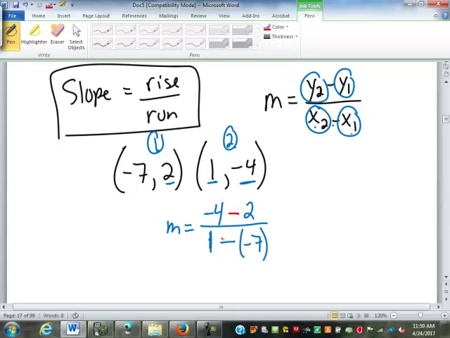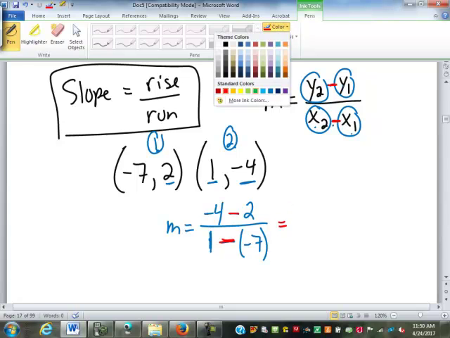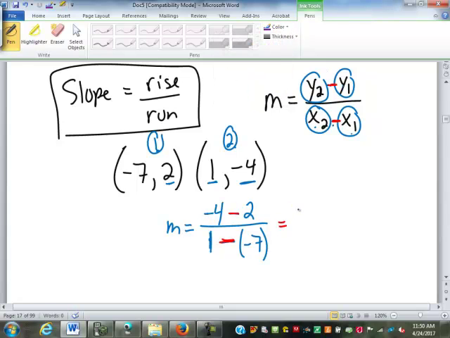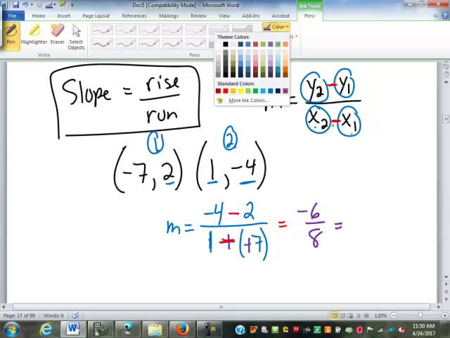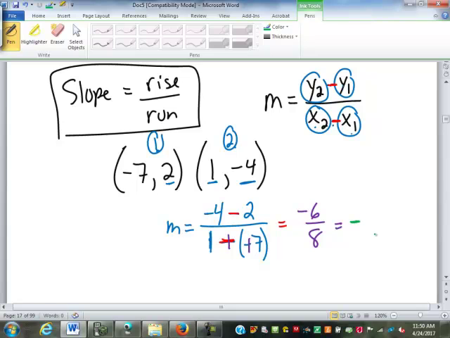Now we have to be careful. This minus is always going to be in here because that's part of the formula. Whether this second number is positive or negative, that will be a minus in there. So now let's go ahead and subtract. -4 minus 2 is a -6. 1 minus a -7 is the same as 1 plus a +7, which is 8. A negative divided by a positive is a negative. And both 6 and 8 can divide by 2 to give me 3/4. So it is a -3/4. So we get a -3/4 slope.